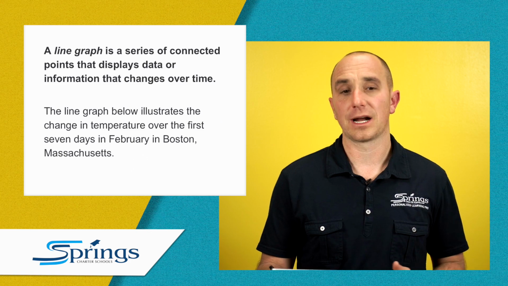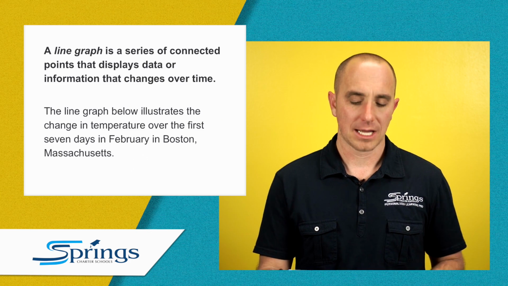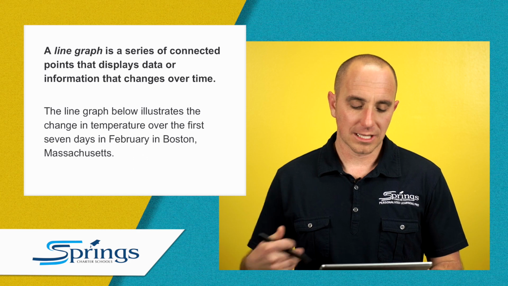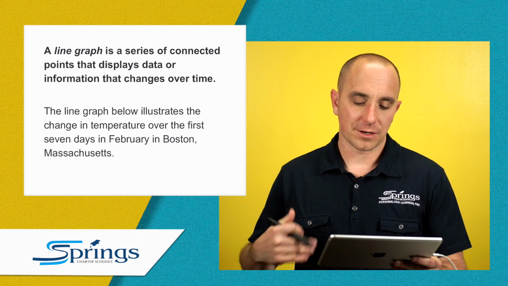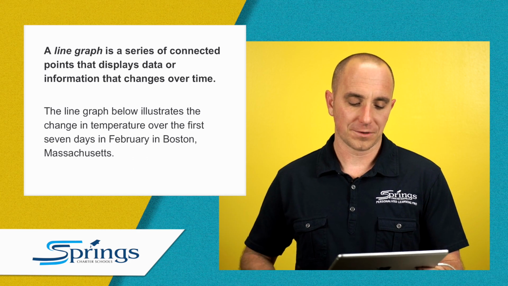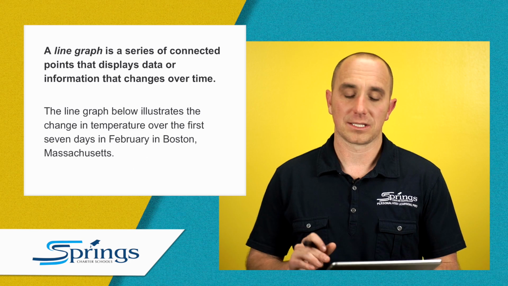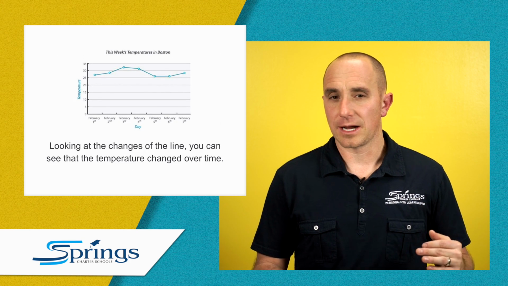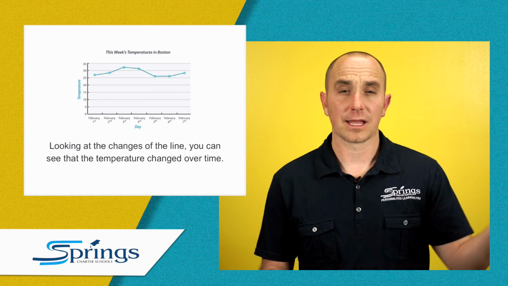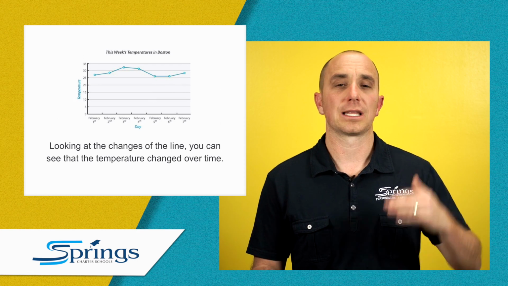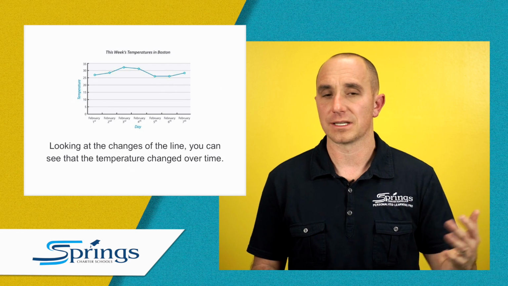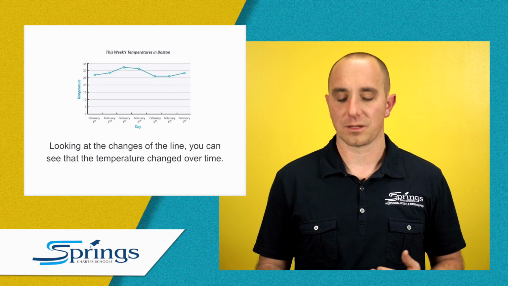Okay, so a line graph is a series of connected points that display data or information that changes over time. So the line graph on the next slide illustrates the change in temperature over the first 7 days in February in Boston. All right, so what's nice about a line graph, whereas with a bar graph, like in that last slide when we were talking about the mushers, a disproportionate amount of the mushers came from Alaska. It was just obvious how many more came based on the bars.